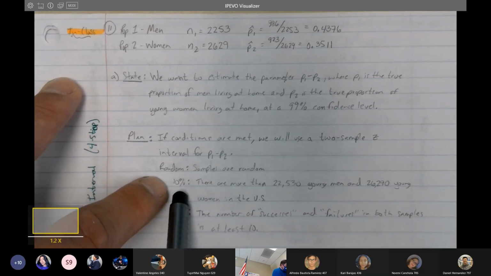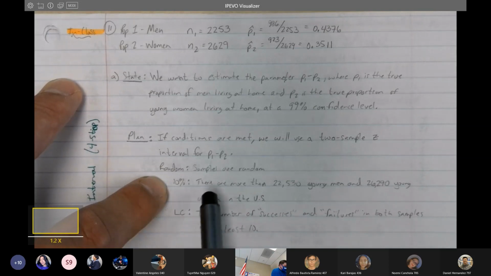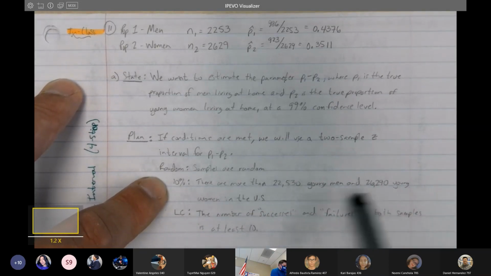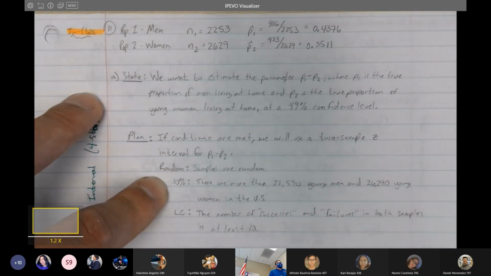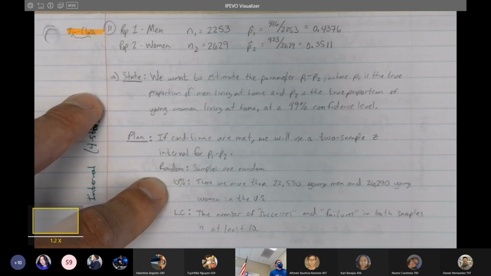10%. Now this one I've worded in a slightly different way than I've shown before. There are more than 22,530 young men and 26,290 young women in the US. I got those numbers simply by taking the sample size and multiplying it by 10, because 10% times 10 is 100%. So all I'm saying is that there's obviously more than these two amounts of young men and young women in the United States, and we know that for a fact, even though we don't know the actual population size.